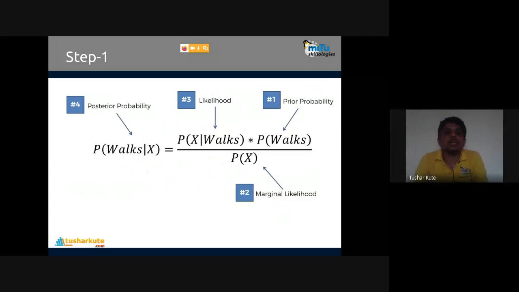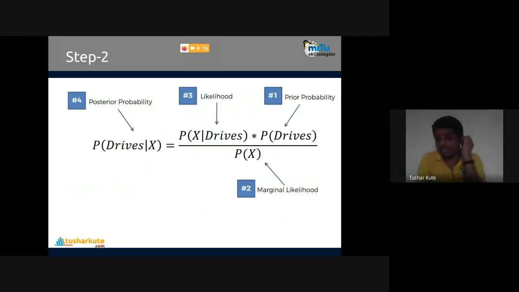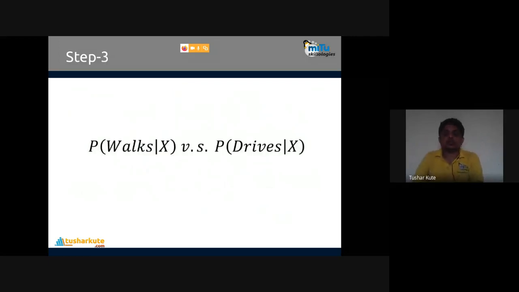Okay, let's see, step by step. First of all, we can check the driver's probability also, whether it will go in driver. So what is the probability of that being driver? So we have to check probability of being walker against probability of being driver. Whichever is higher in that class, it will do the prediction of it.